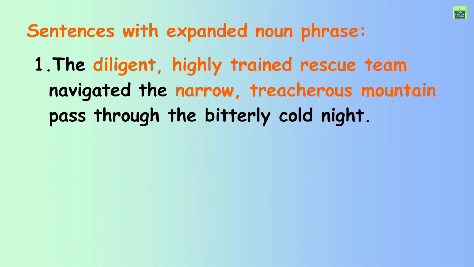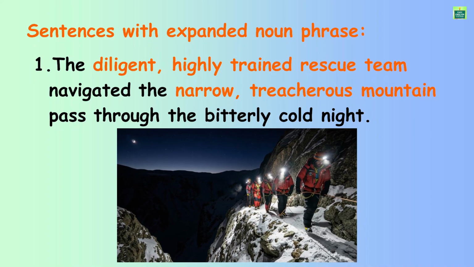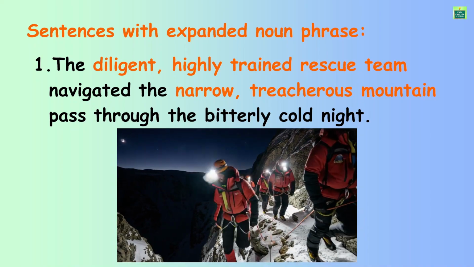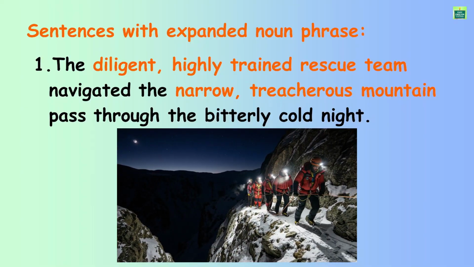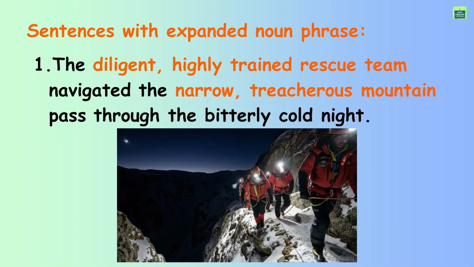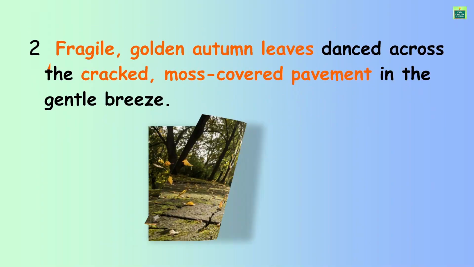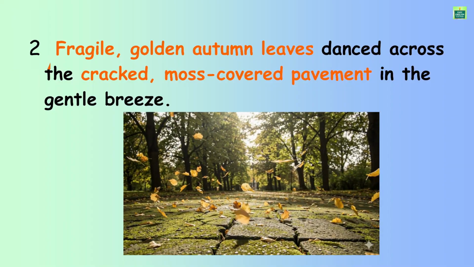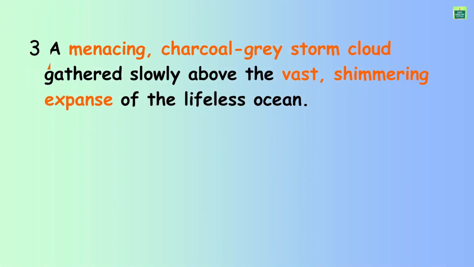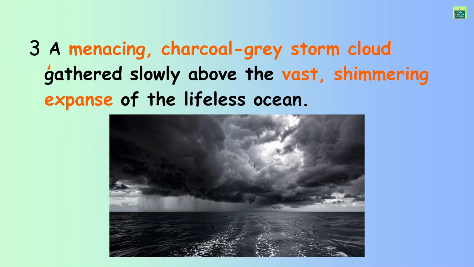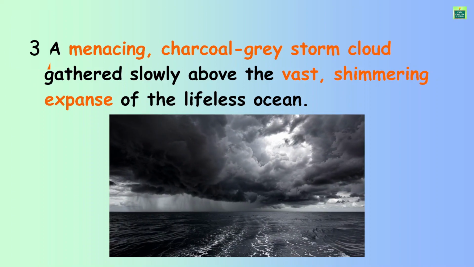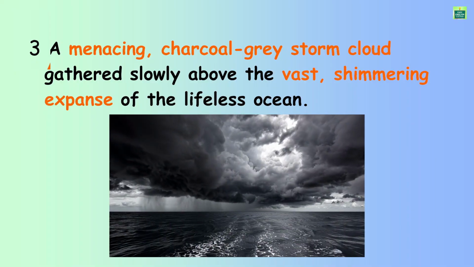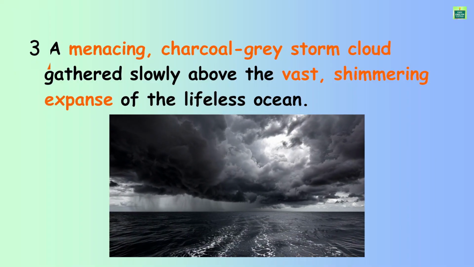Let's have a look at some of the sentences with the expanded noun phrase. Number 1. The diligent, highly trained rescue team navigated the narrow, treacherous mountain pass through the bitterly cold night. Number 2. Fragile golden autumn leaves danced across the cracked moss-covered pavement in the gentle breeze. Number 3. A menacing charcoal grey storm cloud gathered slowly above the vast, shimmering expanse of the lifeless ocean.